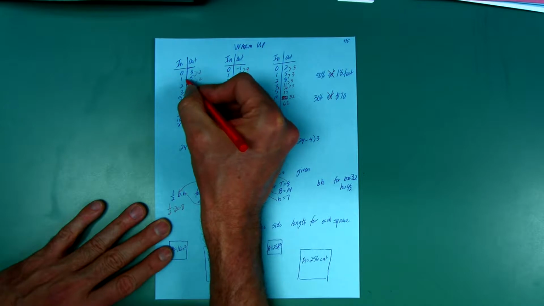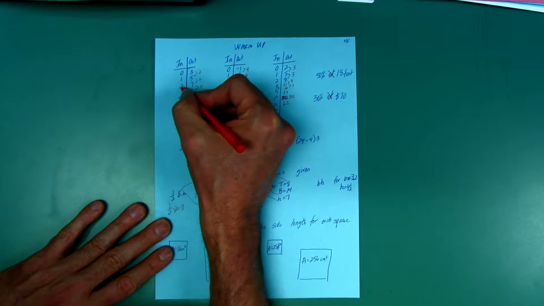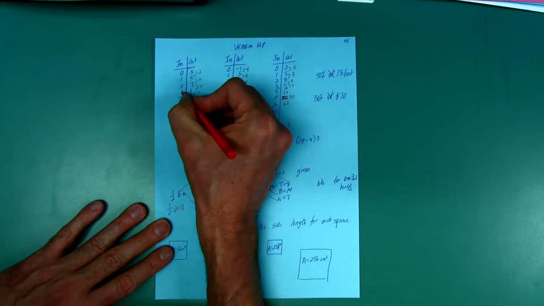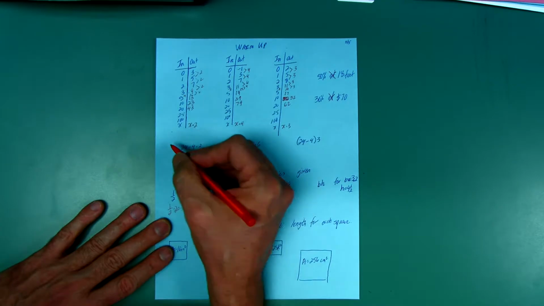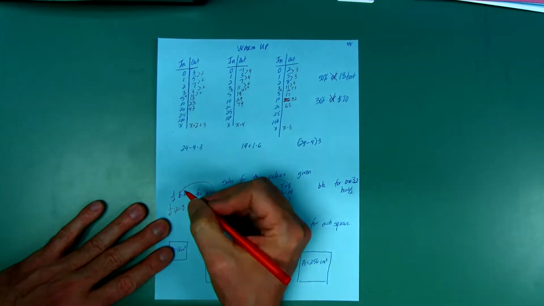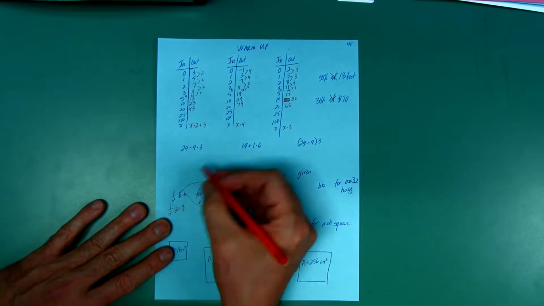Well, 1 times 2 is 2. I got to get 3 more to get to 5. 2 times 2 is 4. I need 3 more to get to 7. 3 times 2 is 6. I need 3 more to get to 9. So that 3 more is this. That's our function. I'm going to multiply by 2, then add 3.